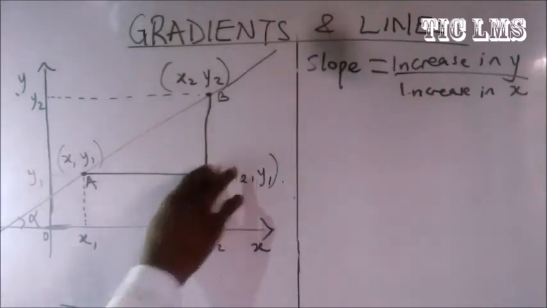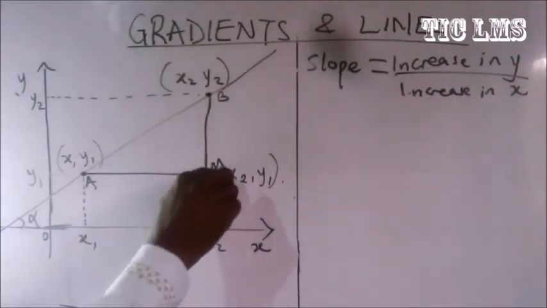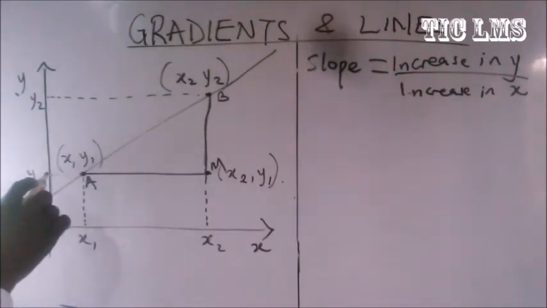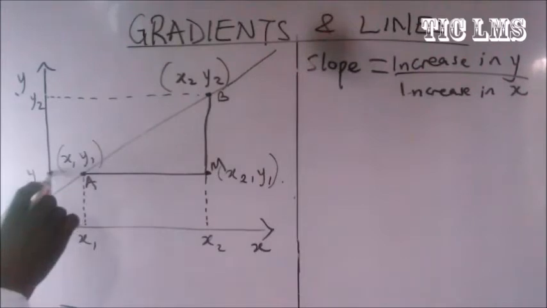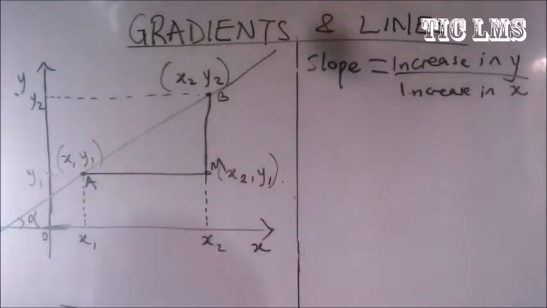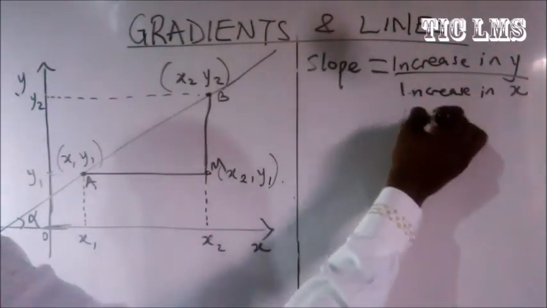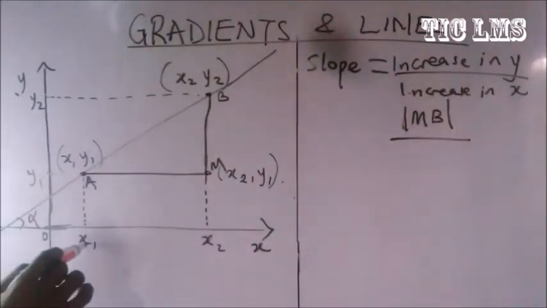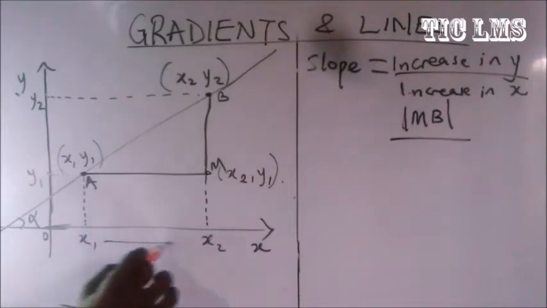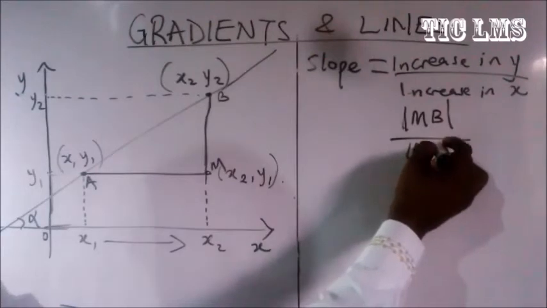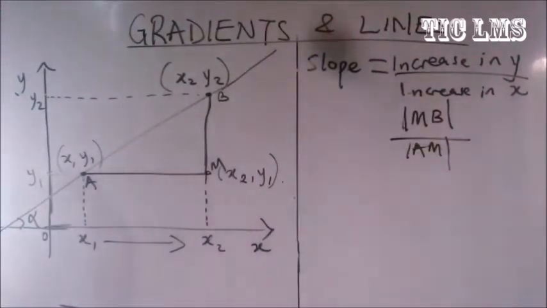Okay, so let's call this place M, which is more like the midpoint. So we'll say that there's an increase from y1 to y2, which is equivalent to saying M to B. So put it as increase in y, which is MB, over increase in x, that is x is increasing from x1 to x2. So we'll call this from A to M. We'll call this AM. So here is how we represent it.